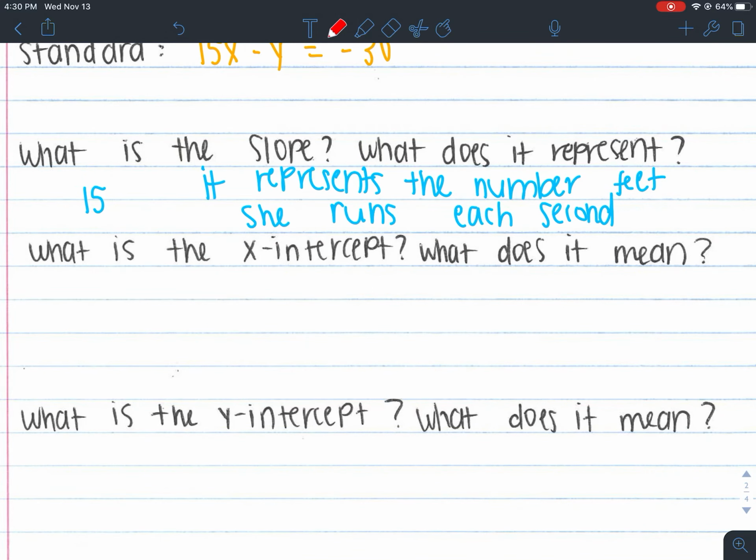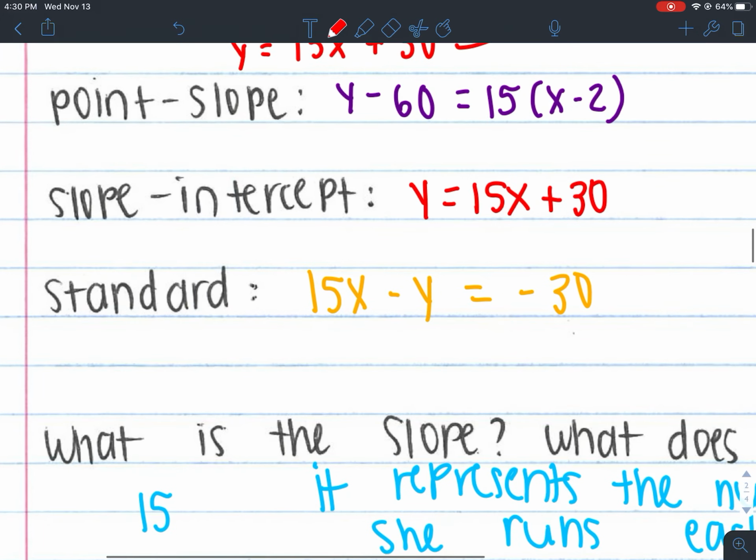All right. What is the x-intercept and what does it mean? Well, do any of these forms give me an x-intercept? None of them give me an x-intercept. Two of them give me a slope. One of them gives me a point. Another one gives me a y-intercept. But I don't get an x-intercept from any of these.